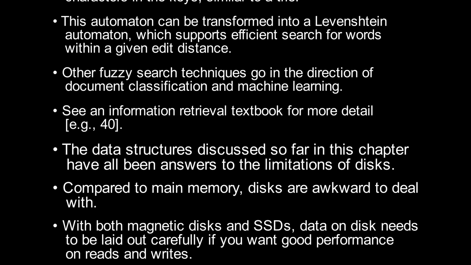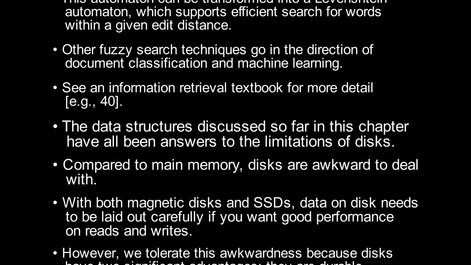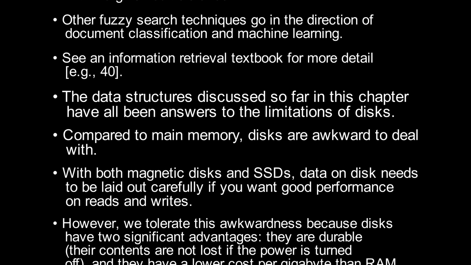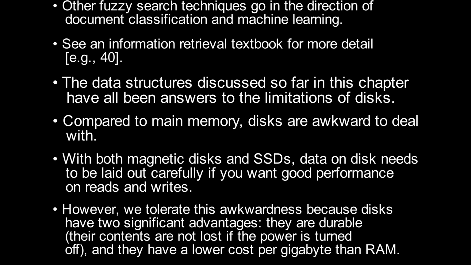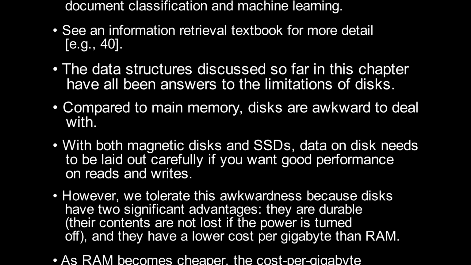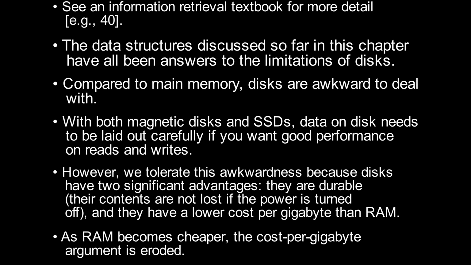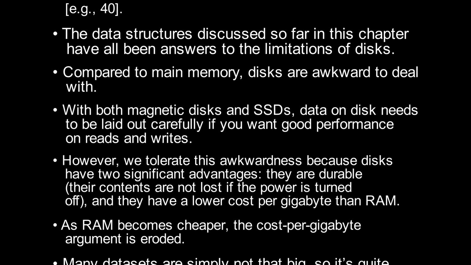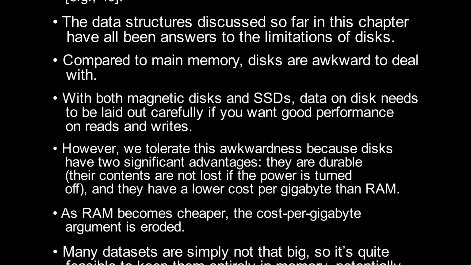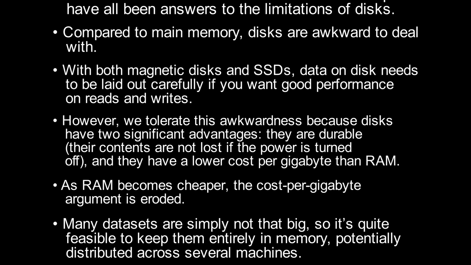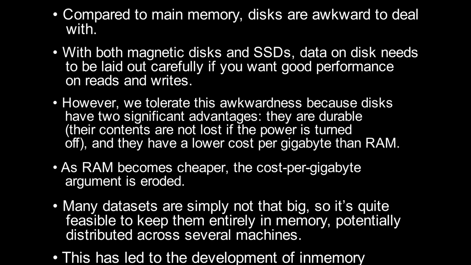Compared to main memory, disks are awkward to deal with. With both magnetic disks and SSDs, data on disk needs to be laid out carefully if you want good performance on reads and writes. However, we tolerate this awkwardness because disks have two significant advantages. They are durable, their contents are not lost if the power is turned off, and they have a lower cost per gigabyte than RAM. As RAM becomes cheaper, the cost-per-gigabyte argument is eroded.